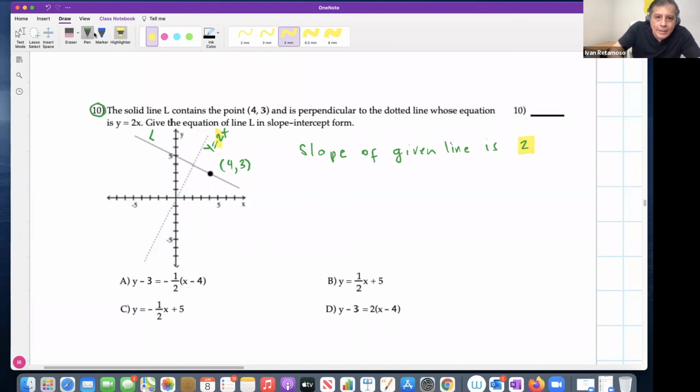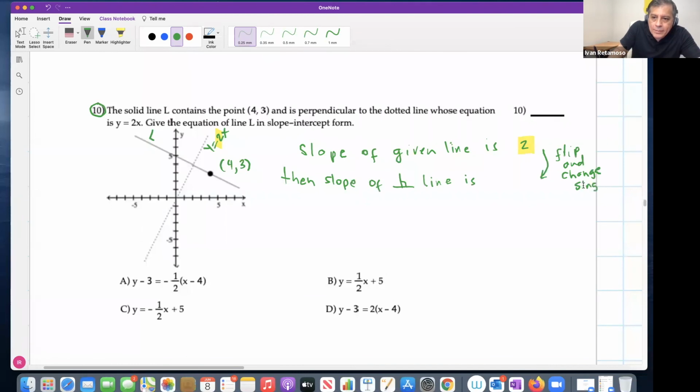But now I am interested in the slope of the perpendicular line. What should that be? Well, I have to do two things to this number 2: flip, and change sign. Because remember, slopes of perpendicular lines are opposite reciprocals of each other. So if you flip 2 over 1, it is 1/2, but if you change the sign, minus 1/2.